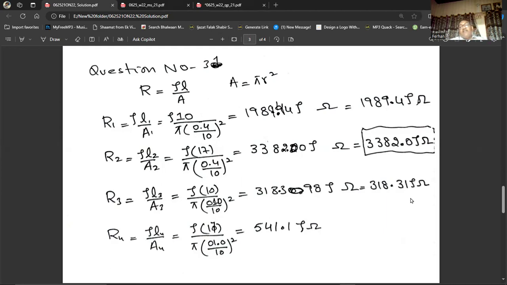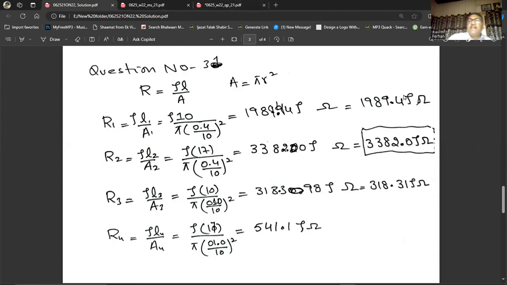318.31 rho ohm. And because all of them will have this resistivity, you don't have to worry about it. So R4 will be equal to resistivity multiplied by the length of the fourth resistor divided by its cross-sectional area. So that will be rho and 17 divided by pi r square, so that is 1 divided by 10 and whole square. And that will be 541.1. So the largest resistance is this one, 3382.0 rho ohm.